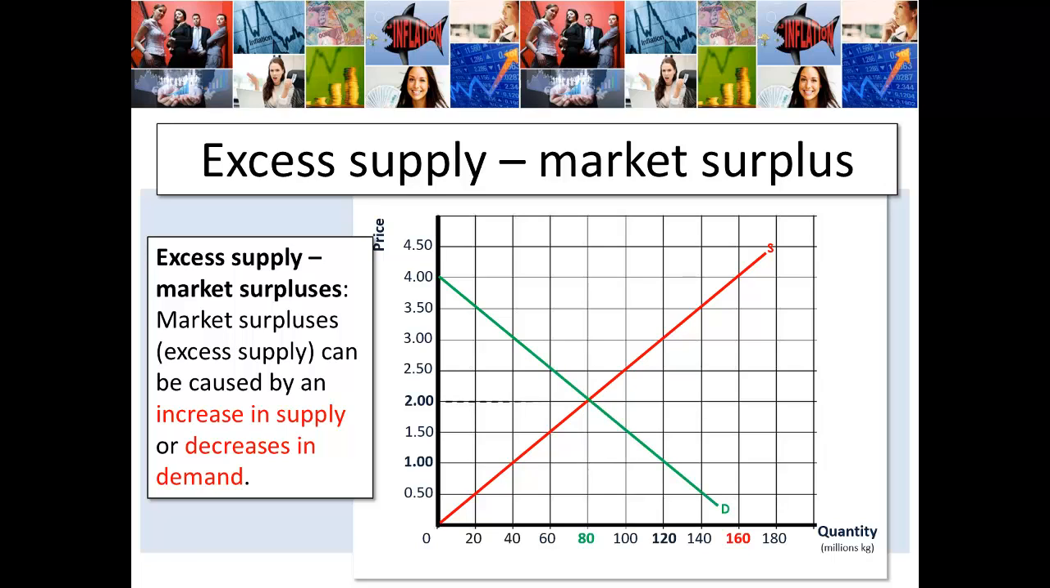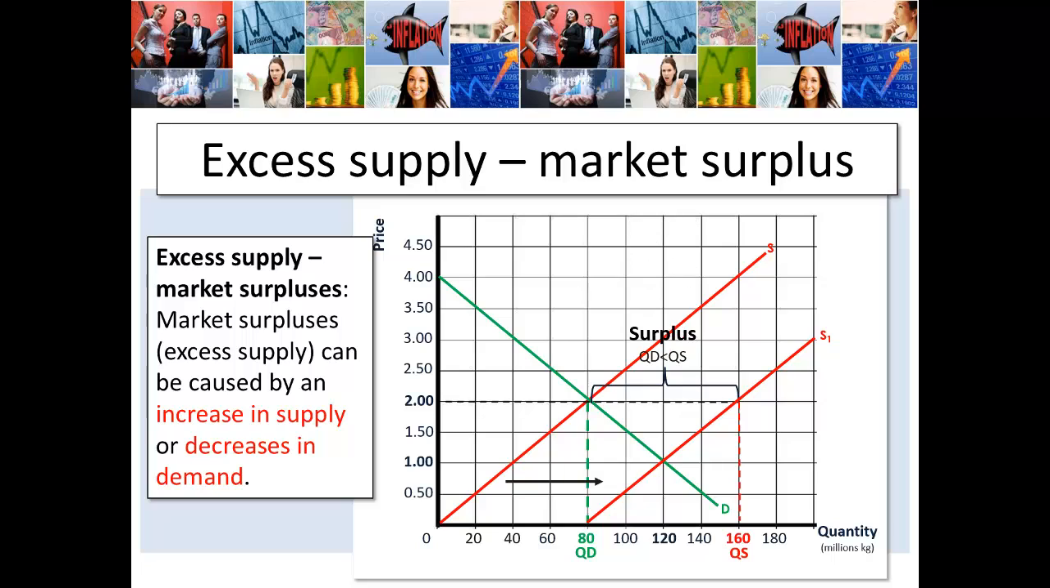Initially, before the cost of production decrease, we have a market equilibrium. The price is set at $2. The quantity supplied and quantity demanded at 80 million kgs. Cost of production decreases. Firms increase their supply to S1.